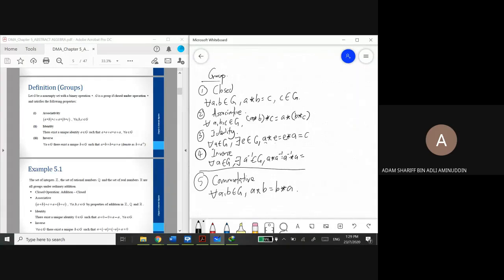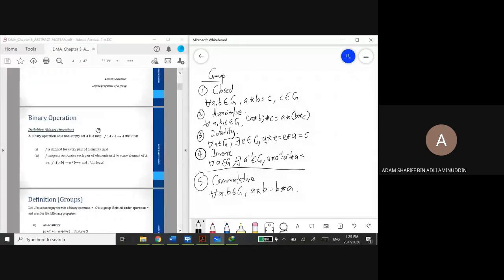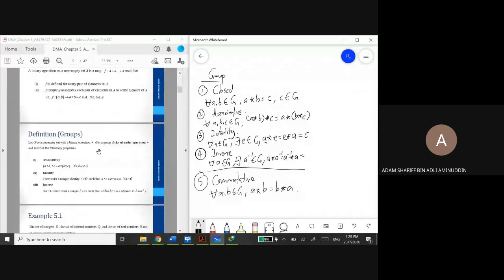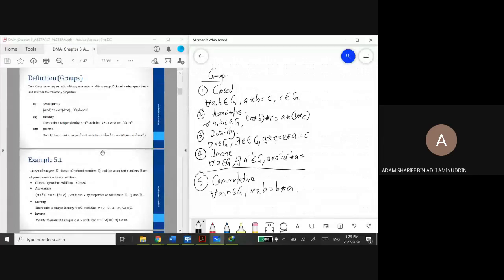Okay. In the later chapter, you will go through semi-group and monoid here: 5.3 group, 5.2 abelian, semi-group and monoid. Okay, I try to combine these three at the same time. Okay, listen carefully. There are 4 structures here. The first one, if any G is closed and associative, it satisfies only 2, we call it a semi-group.